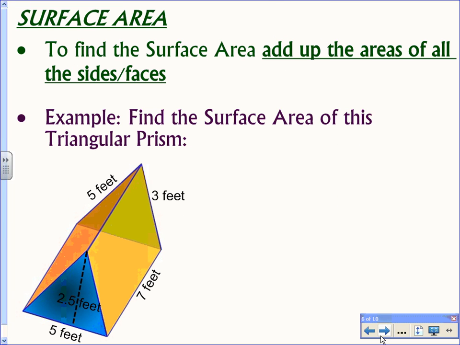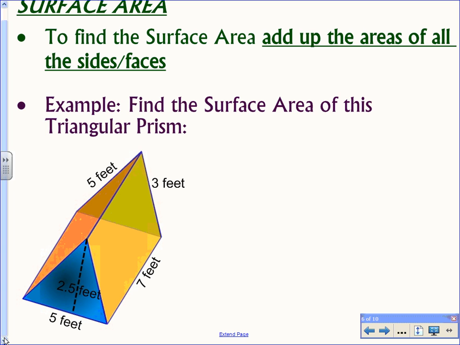The next shape we're going to find the surface area of is a triangular prism. To find the surface area of a triangular prism, you're going to add up the areas of all the sides or faces. The first face I'm going to look at is the triangular face. We know that the front of the triangular prism and the back of this triangular prism are congruent triangles. So I'm going to find the area of one and multiply it by 2, so I account for both of those.